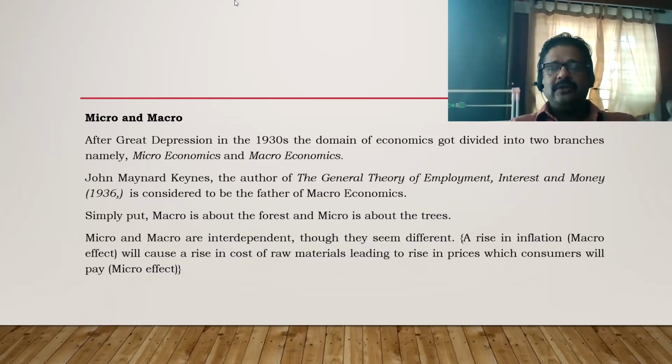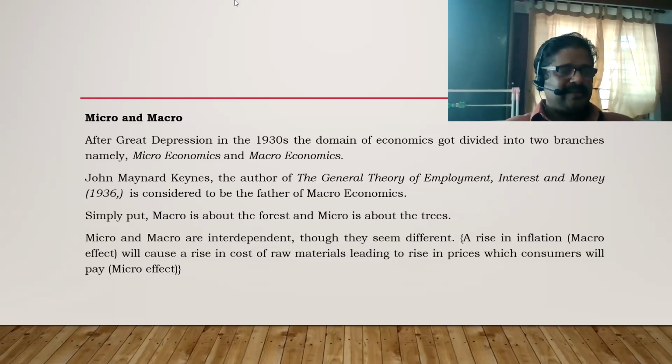So an increase in inflation is a macro effect, and it will cause a rise in the cost of raw materials, because when there is inflation, it leads to a rise in the price level, and the price of raw materials also increases. The price of raw materials increases means then the cost of raw materials will increase, and this leads to an increase in the price of the produced goods.